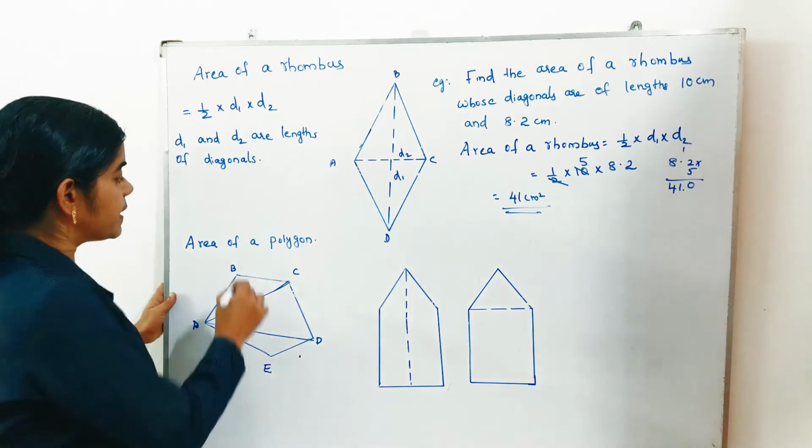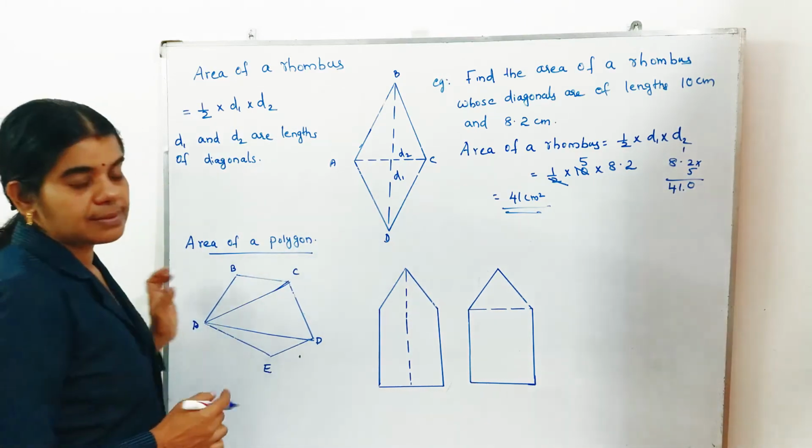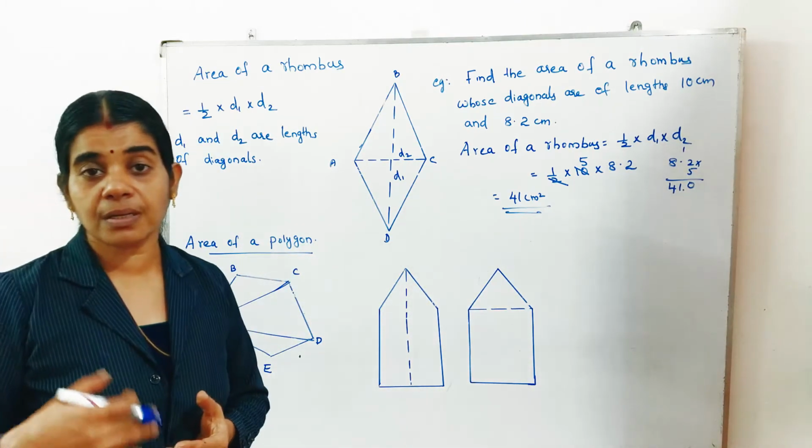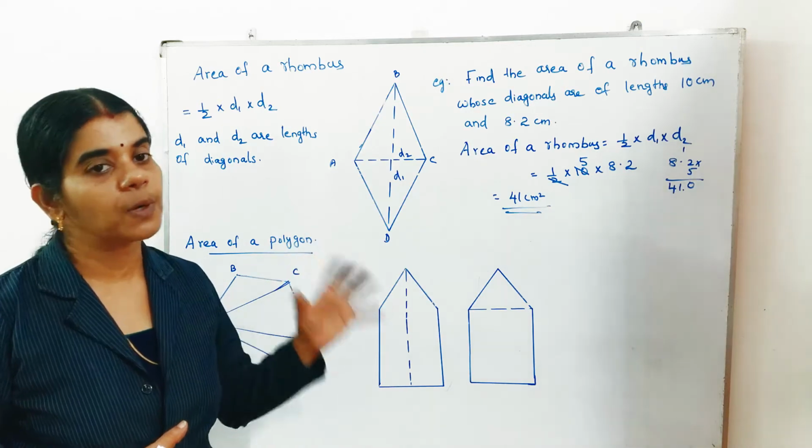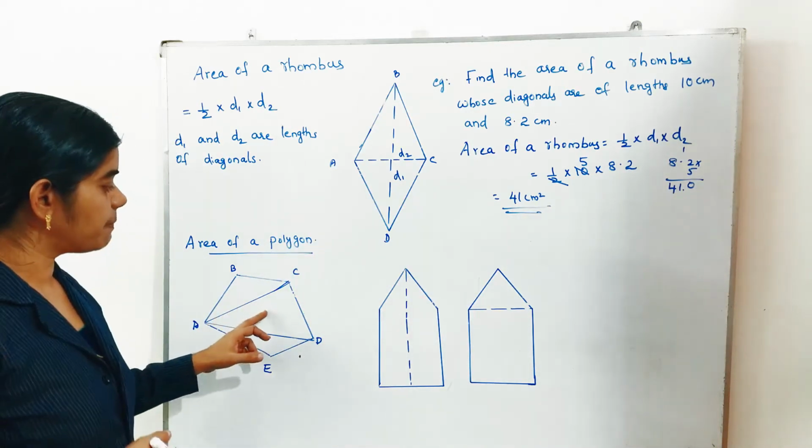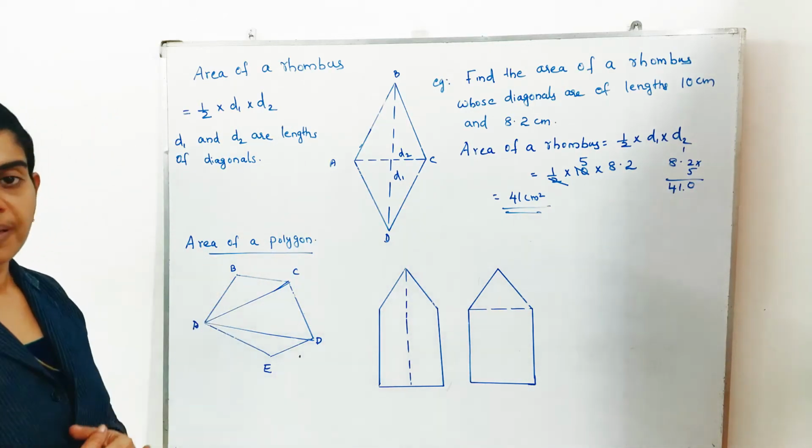Next, we are finding the area of a polygon. Generally, when it is not a special quadrilateral, we call it a polygon. This I have drawn is 5-sided, that is a pentagon.